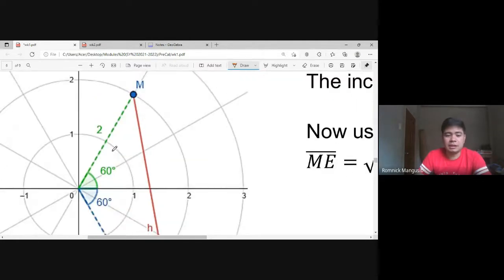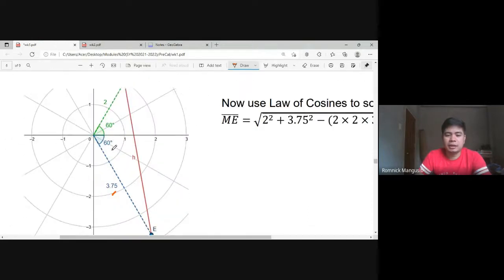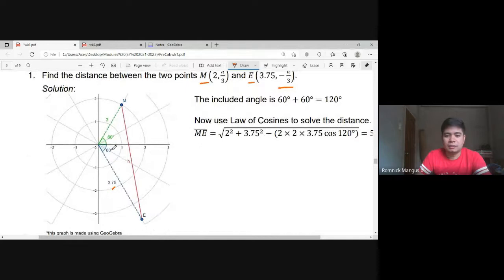The other in green is 60 degrees. That is counterclockwise. So yung tinutukoy niyang angle in between, the angle in between is 60 degrees and 60 degrees. I-add mo yung dalawa kasi ito yung angle niya. That's the angle between them or the included angle. That will give you 120 degrees.